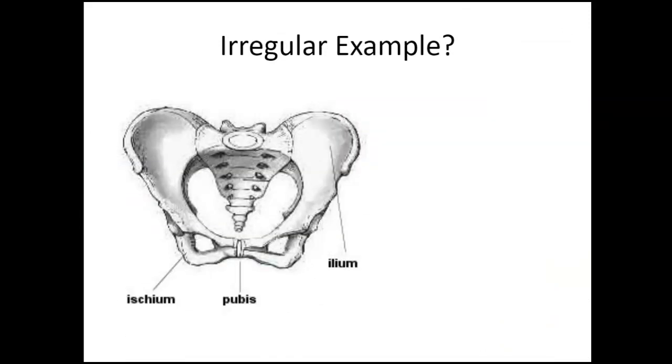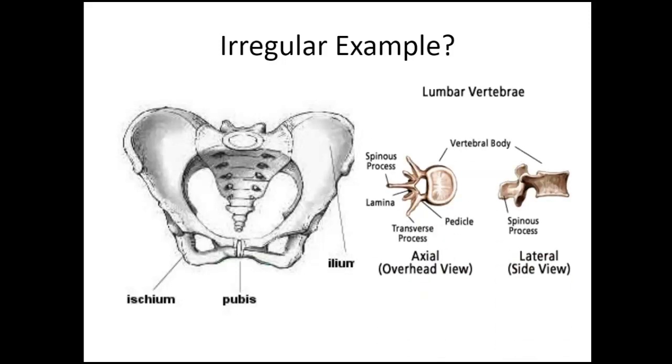Irregular bones frame your hips, your pelvis, and your tailbone. So those are some specific bones that make up that pelvic girdle. And vertebrae are another good example of irregular bones.